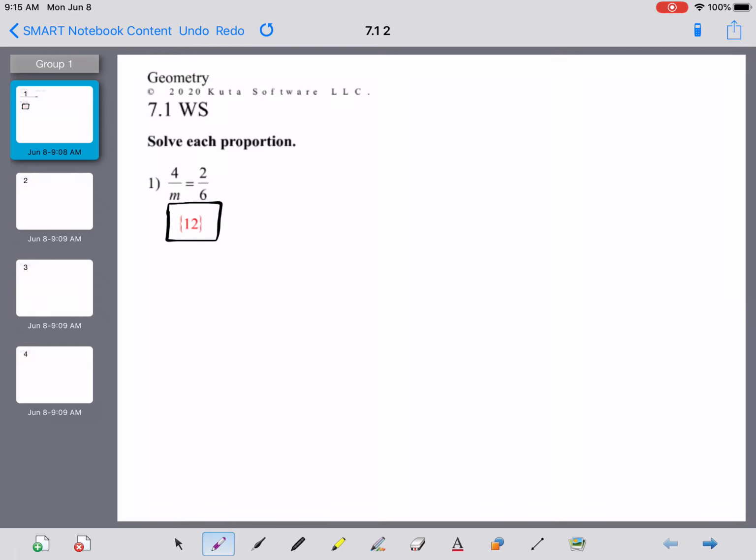All right, so one of the things we talked about in our 7.1 notes is that in any proportion, the 2 cross products are equal to each other. So we're going to multiply the 4 times the 6, and we're going to multiply the m times the 2. I always like to do my variable one first, so I'm going to start right there. The m times the 2 is going to get us simply 2m. The other cross product, kind of hard to see here, guys, sorry, is 4 times 6, which I think we can go ahead and do in our heads to say is 24. And those 2 cross products have to be equal.